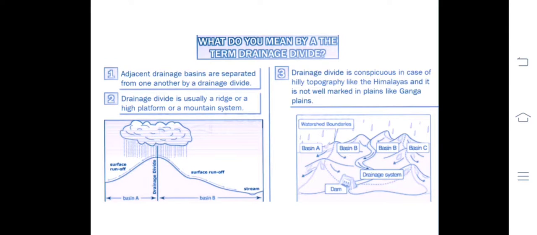Drainage divide is conspicuous in hilly topography like the Himalayas, and it is not well marked in plains like the Ganga plains. Yes, very good point. If you have a hilly topography, then we can see more effect of the drainage divide. But what about the Ganga plain? In the Ganga plain there is no high raised platform, so there will not be such a huge water divide. That's why it is not well marked in plains like the Ganga plain.